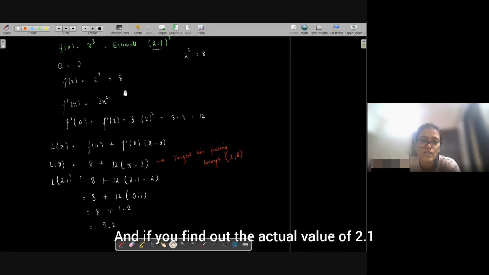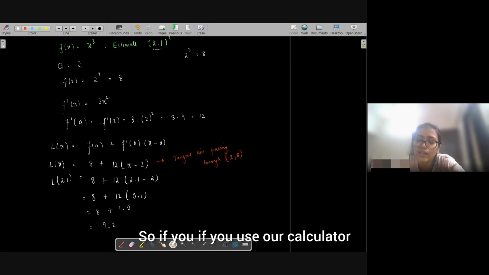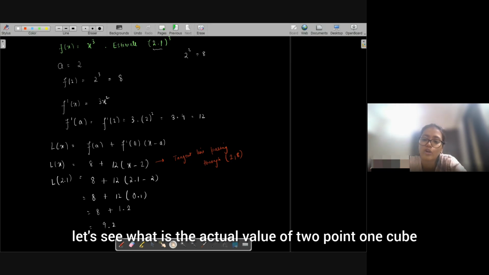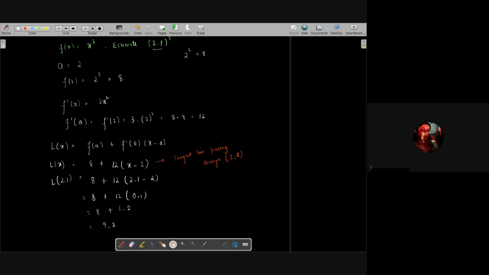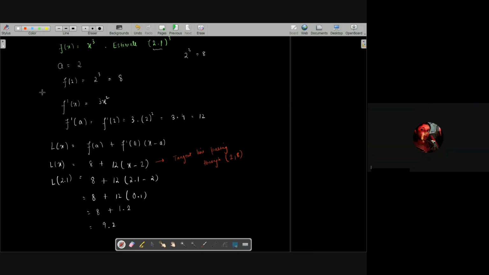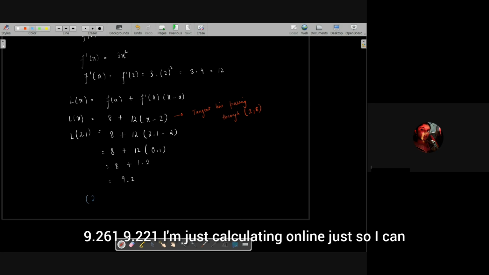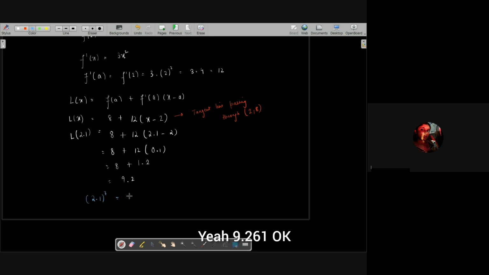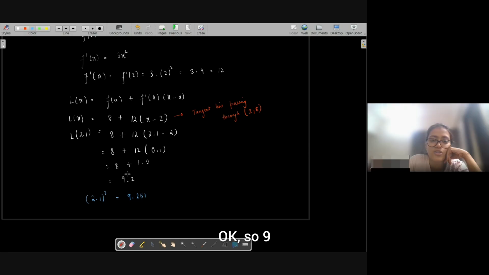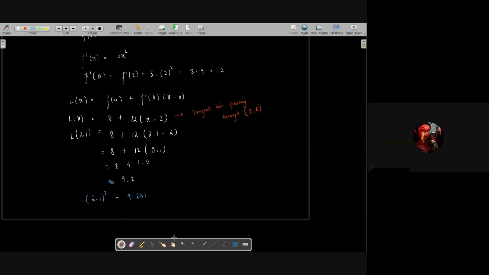And if we find out the actual value, if we use our calculator, let's see what is the actual value of 2.1 cubed. 2.1 raised to 3 is 9.261. So 9.2 is a very good approximation.